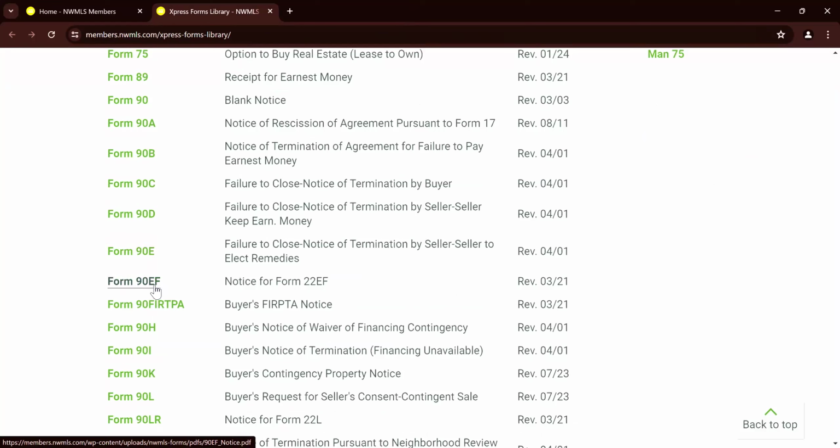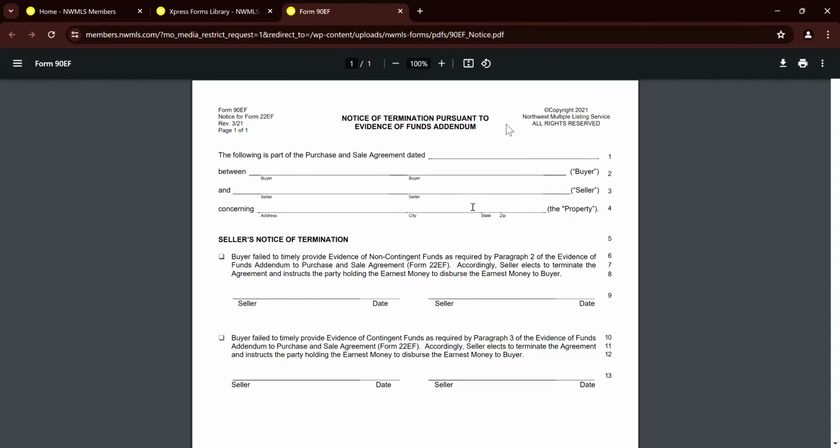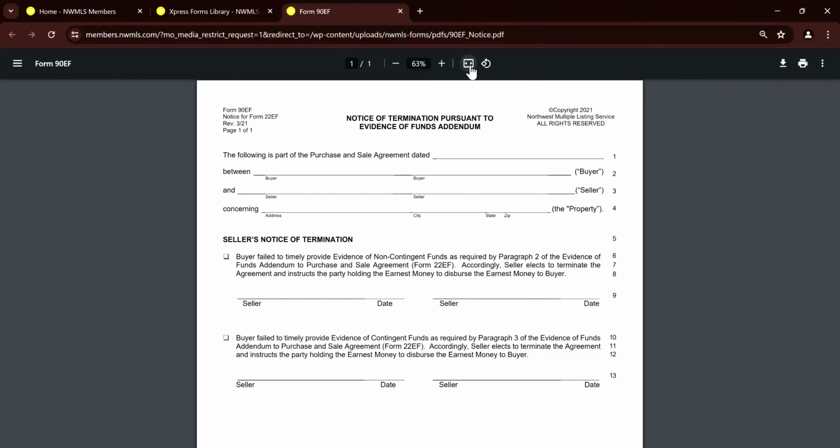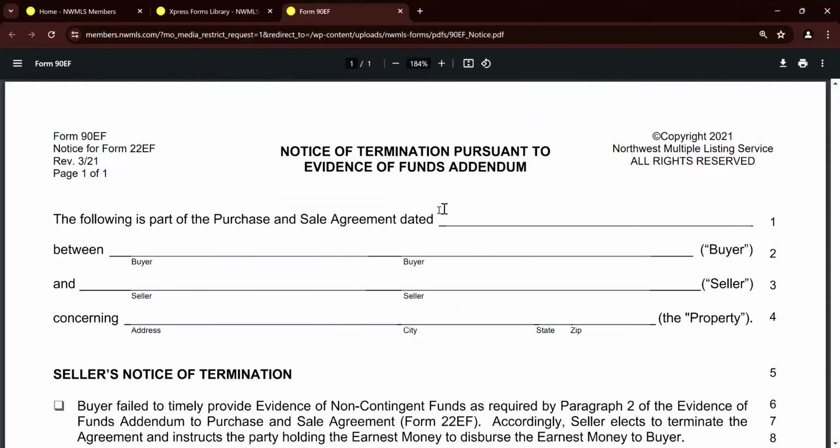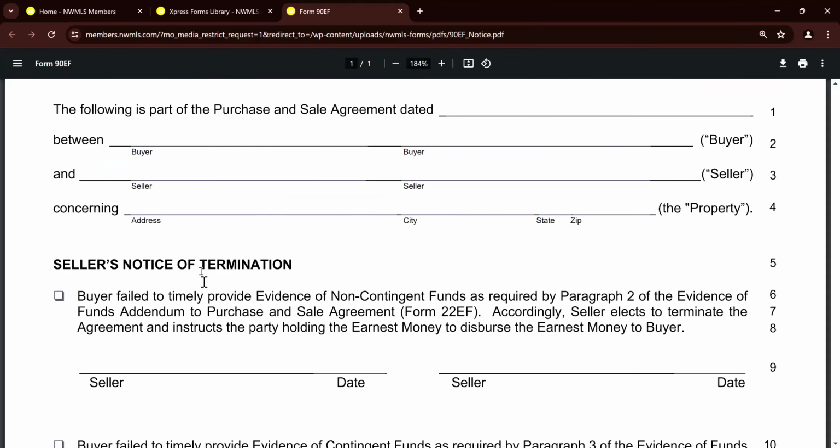All right, next we've got notice for Form 22EF, evidence of funds. We got a couple different ones on this one. So here's seller's notice of termination. Buyer failed to timely provide evidence of non-contingent funds as required by paragraph 2 of the evidence of funds addendum to purchase and sale agreement, Form 22EF. Accordingly, seller elects to terminate the agreement, instructs the party holding the earnest money to disperse the earnest money to buyer.